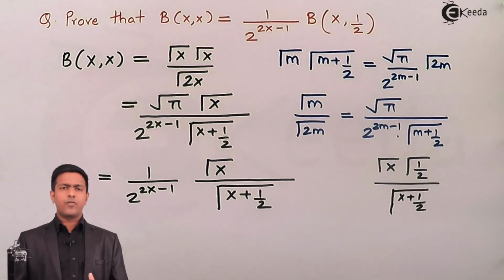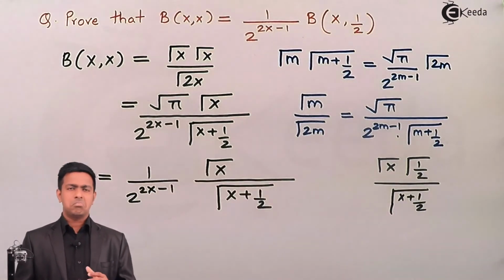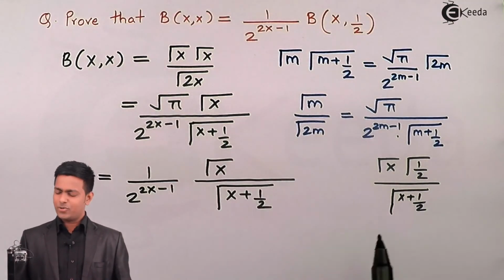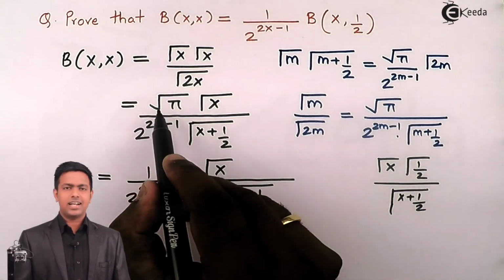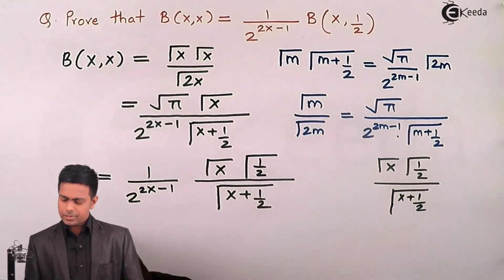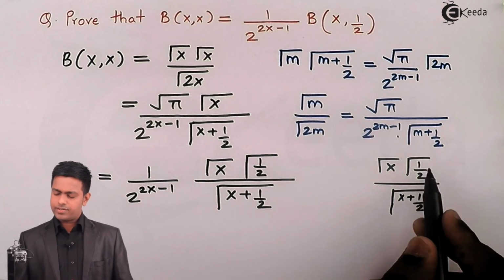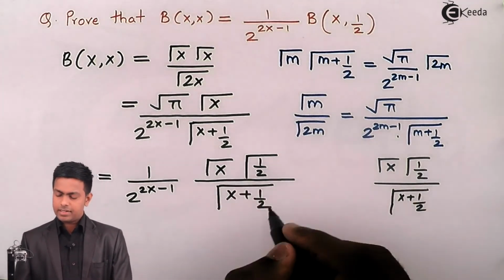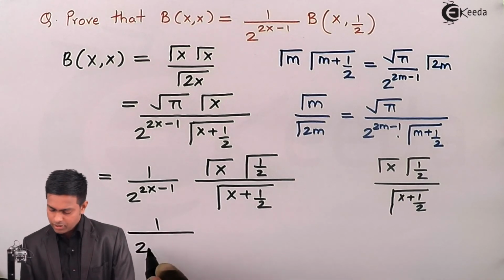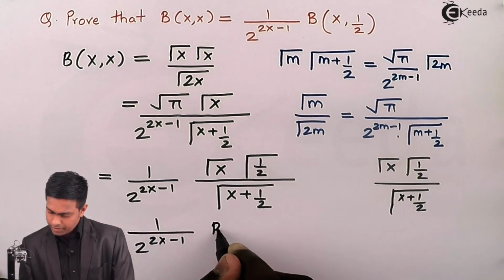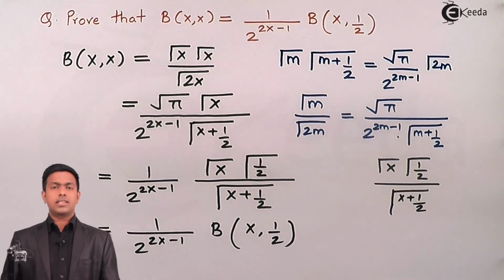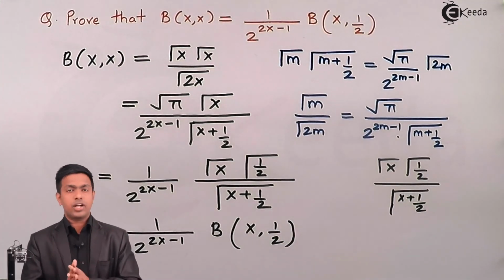So guys, see carefully, we have root pi, and I think you must be knowing that the value of root pi is equal to gamma half. So I can say that this root pi is nothing but gamma 1 by 2. And guys, by doing this I got this term, and I can say that this is equivalent to beta x comma half. So it is 2x minus 1 beta x comma 1 by 2. And by doing this I have proved the result, and I'm very sure that you like this video.